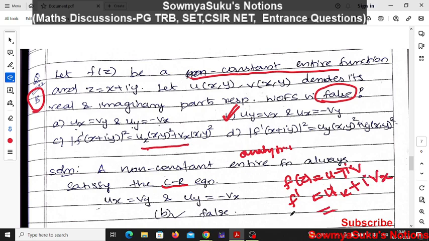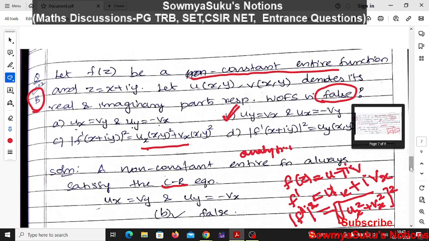Or you can take the squaring on both sides, f dash the whole square, which is equal to what we will get, a root of, right? You will get like this, a root of u x square plus v x square the whole square, so that you will get the C option. Similarly, you can see with respect to y, we will get the D option. So according to this question, the false statement is B. Let's see the next question.